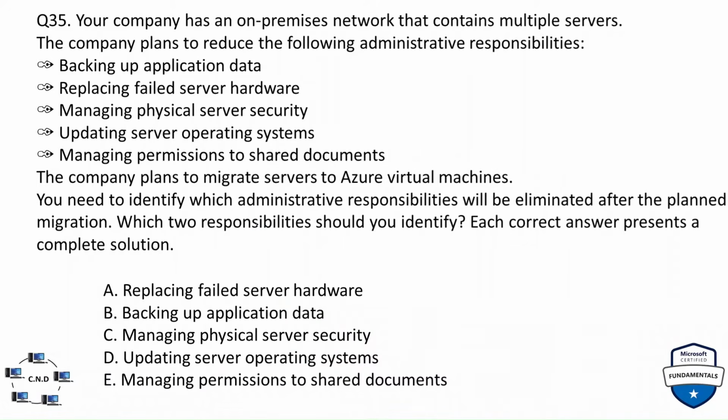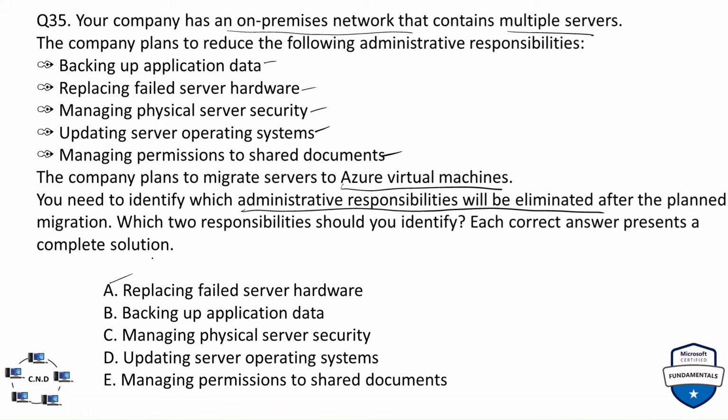Question number 35 is that your company has an on-premise network that contains multiple servers. The company plans to reduce the following administrative responsibilities: backing up application data, replacing failed server hardware, managing physical server security, updating server operating systems, managing permissions to share documents. The company plans to migrate servers to Azure virtual machines. You need to identify which administrative responsibility will be eliminated after the planned migration. Which two responsibilities should you identify? Each correct answer represents a complete solution.